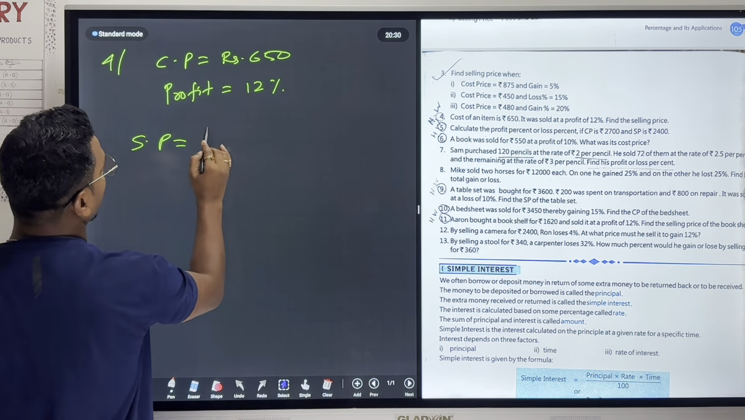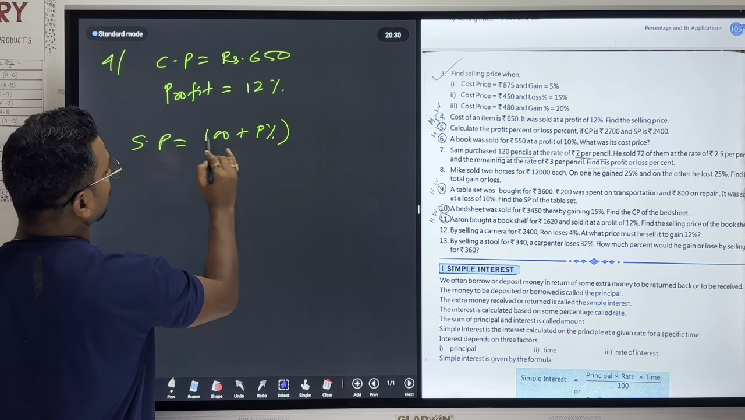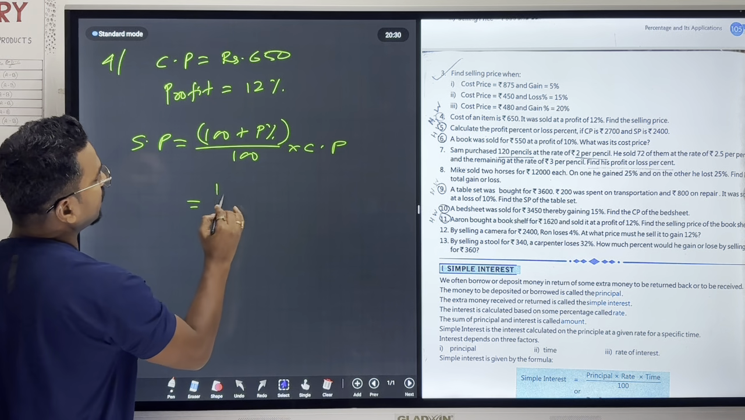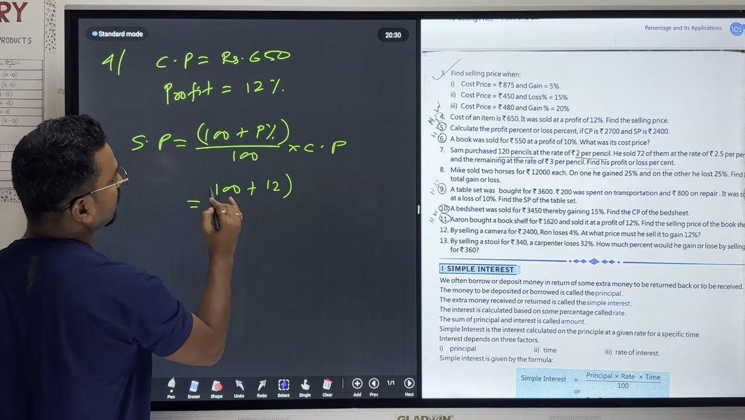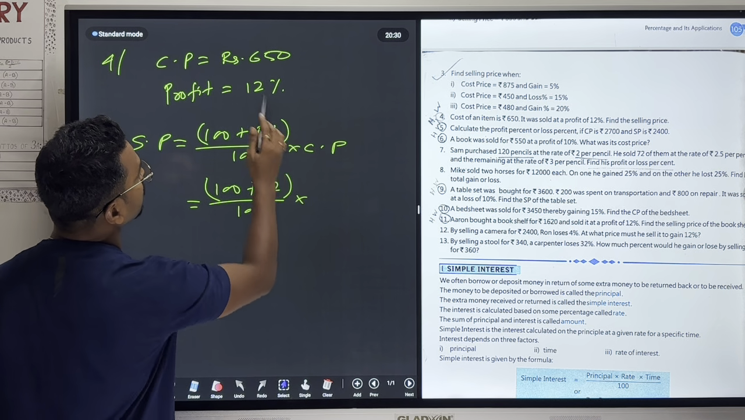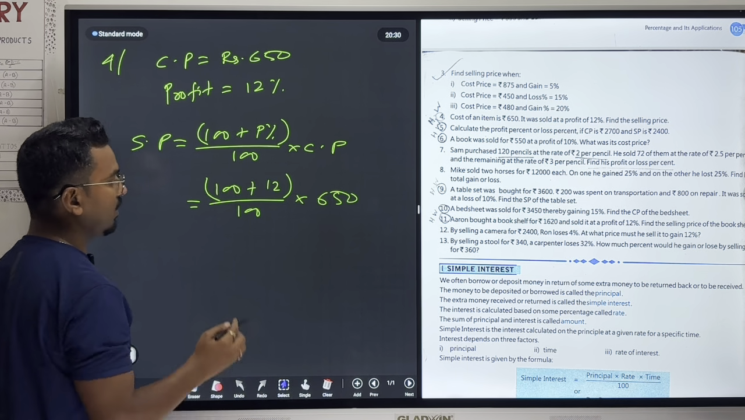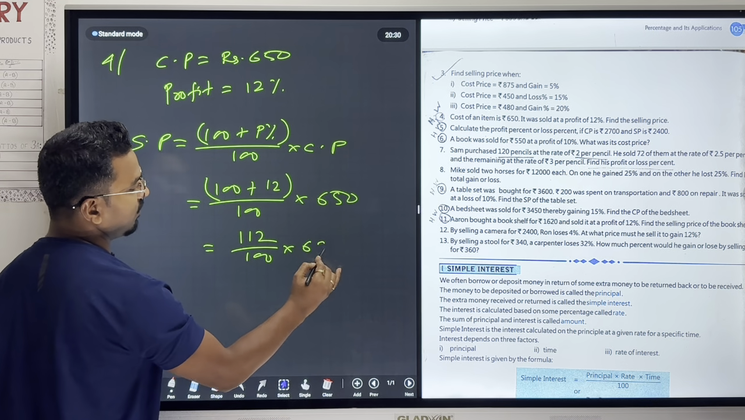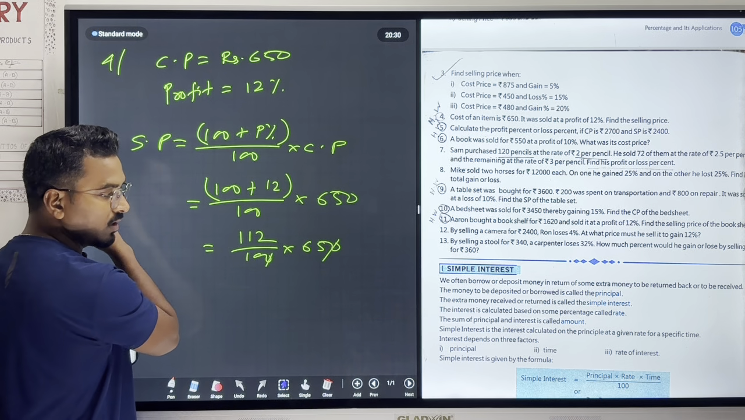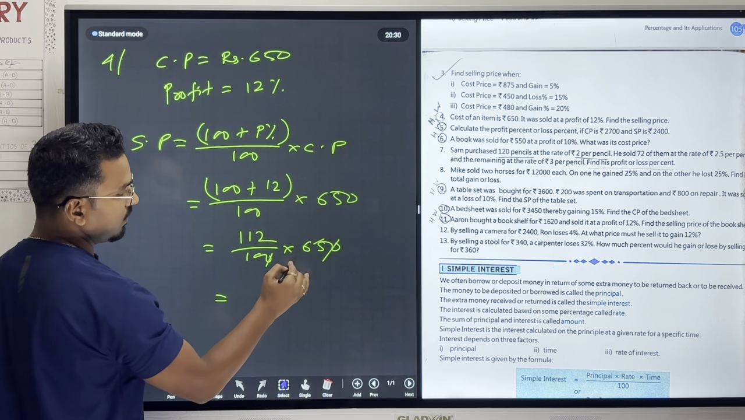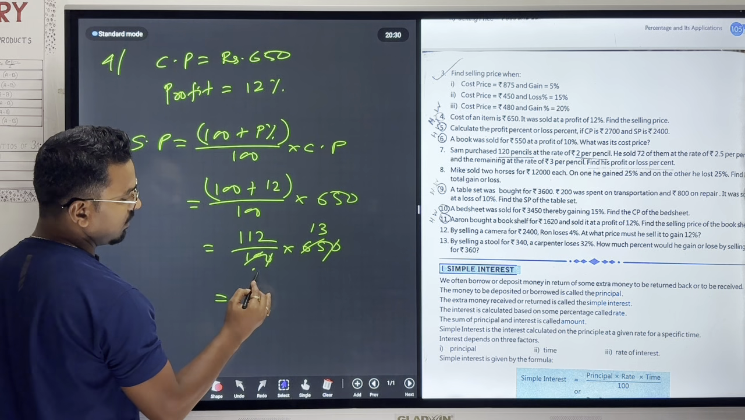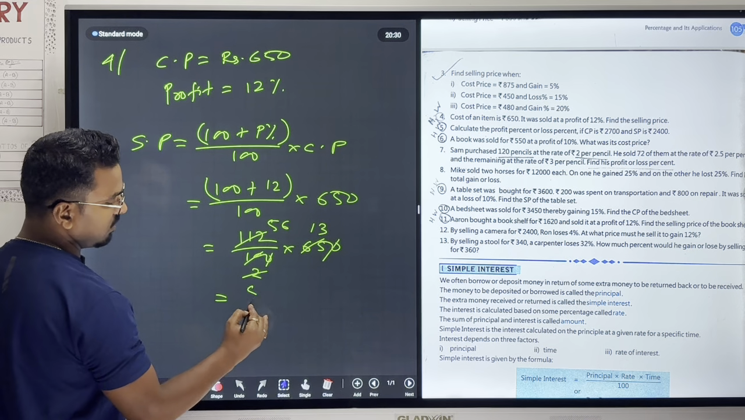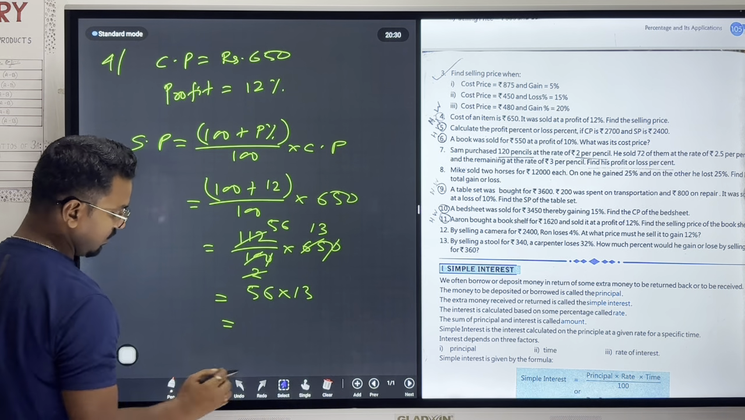Directly apply the formula. 100 plus profit percent divided by 100 into CP. So 100 plus profit is 12, divided by 100, multiplied by cost price. Cost price is given, 650. So if you multiply this, what you will get? 112 divided by 100 into 650. So 10 will get cancelled. 5, how many times? 5 13s are 5, 2s are. So again, if you cancel it, you will get 56. So 56 into 13.